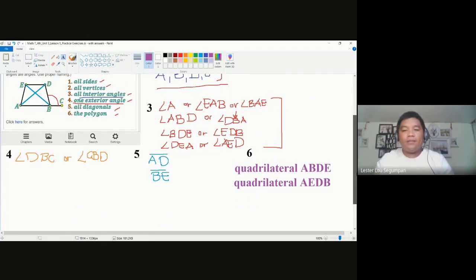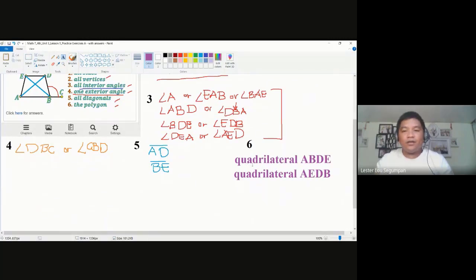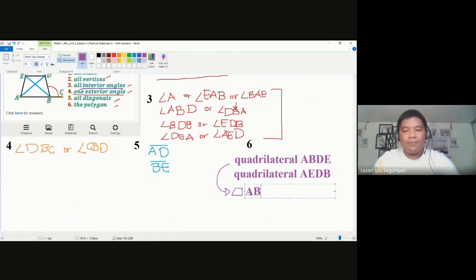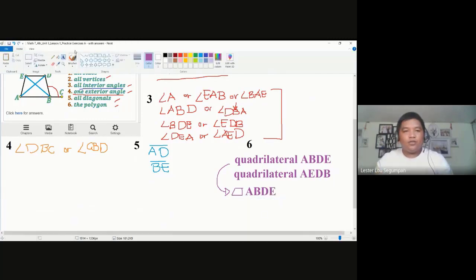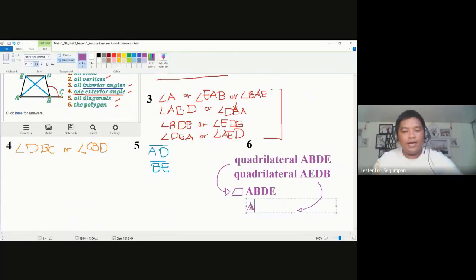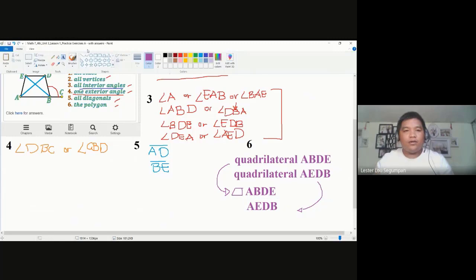The other way of naming this is by using a symbol. So instead of saying quadrilateral, you could use the symbol for quadrilateral, and then use again the vertices A, B, D, and E. For the second possible name, you have the arrangement of the vertices A, E, D, and B, and you could again use the same notation for quadrilateral, and that is its other name. So these are just the variations of the names.